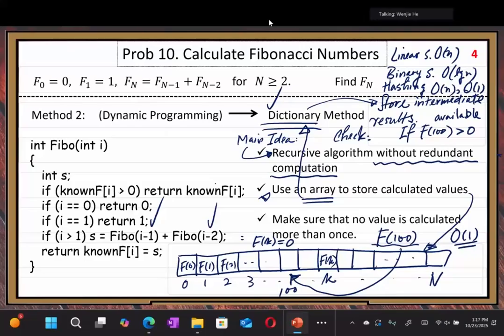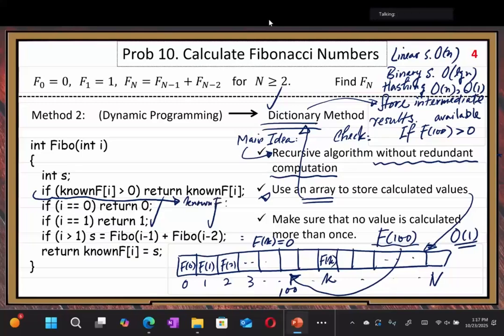So then you store the result in this temporary variable s. Then the last step, before you return. Although you can return s, before you return, you need to update your dictionary. Because known f of I should not be 0 anymore, right? Because after you pass the line, you are here. At this point, the value of known f I equals 0.